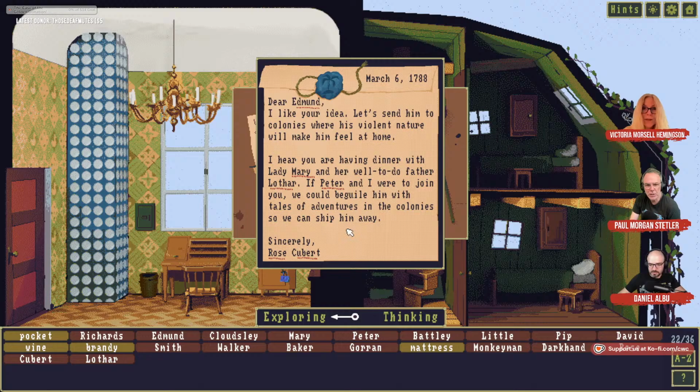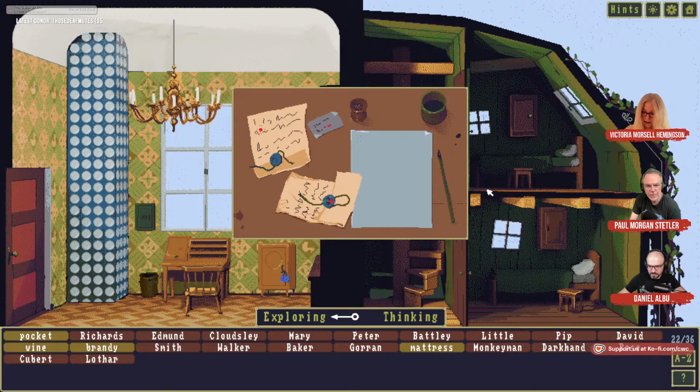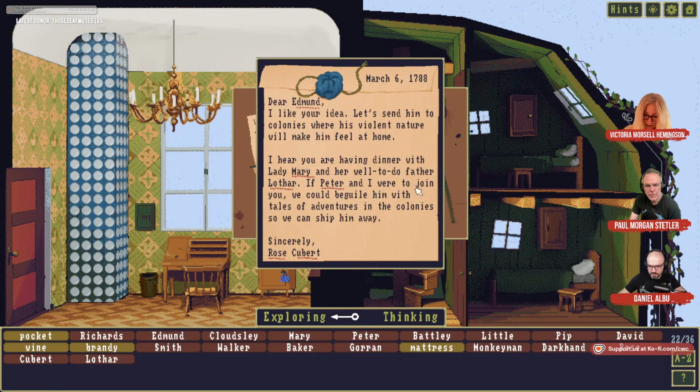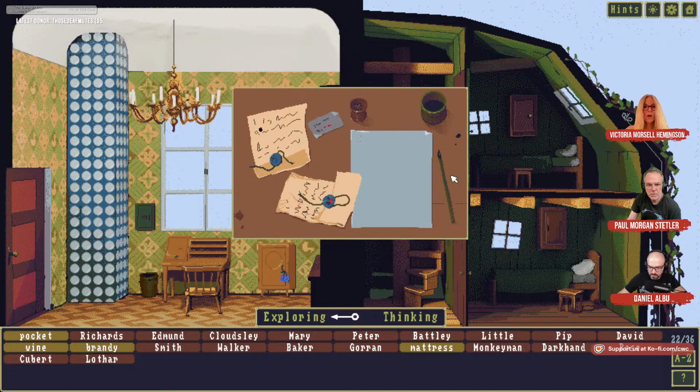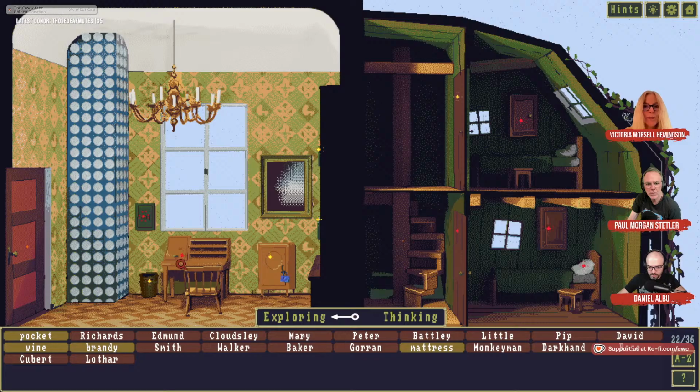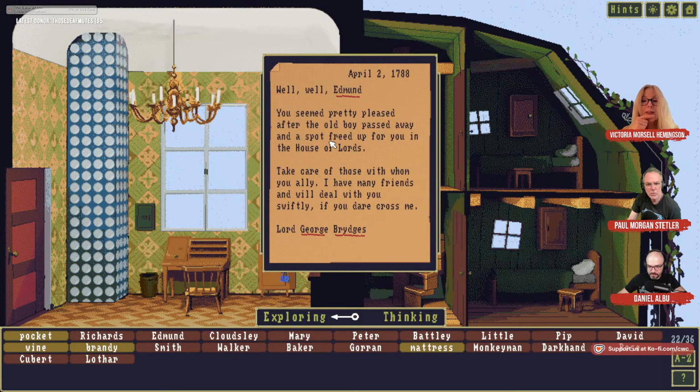Wait. Rose wrote to Edmund. So this is interesting because Edmund is having dinner with Lady Mary, but we know Peter Batley likes Lady Mary. And who's Rose? His sister. Rose is Edmund's sister. Wait, dinner. Edmund, dinner with Mary, her well-to-do father, Lothar. Mary's father is Lothar. Peter and I were to join you. So that's Mary's husband, Peter. Peter who? Are they married? I think so. Oh, okay. I think Rose is Edmund's sister, but Peter's husband. Oh, that's right. March 6th. I kept thinking that there was something brewing there, but I didn't realize they were married. I forgot. Oh, well, that's more notes. I'm about 7 steps behind.